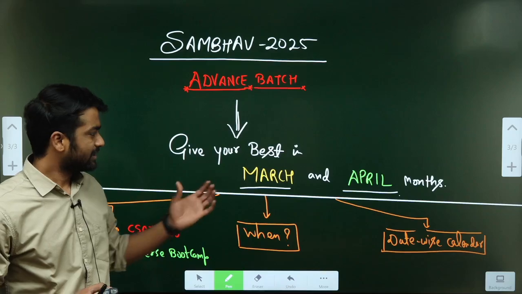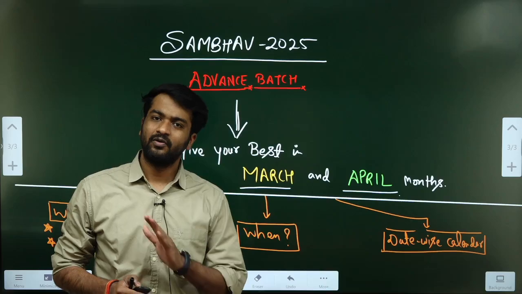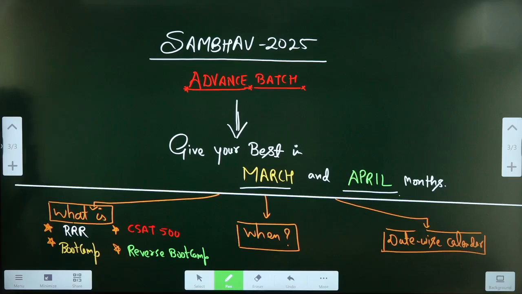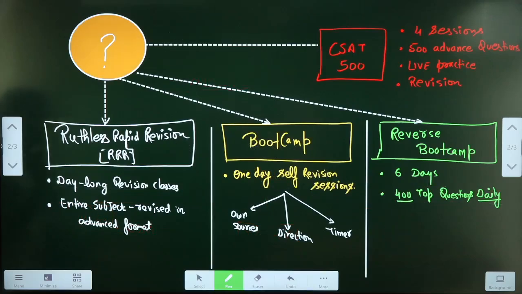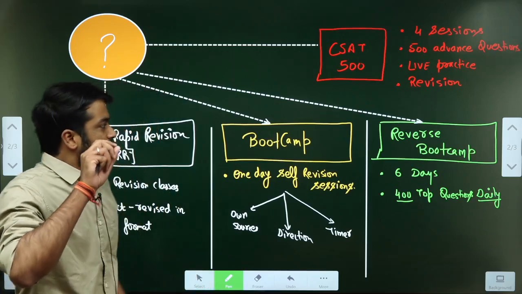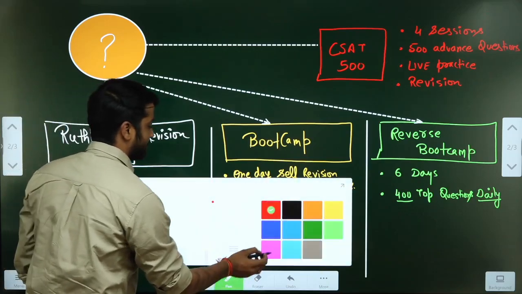Then I will discuss when these components will take place and a date wise calendar of all of it. So please listen to me very carefully. First of all, regarding the components, if you are able to understand them well, half the job is done. The first component of SAMBHAV Advanced program is Ruthless Rapid Revision.